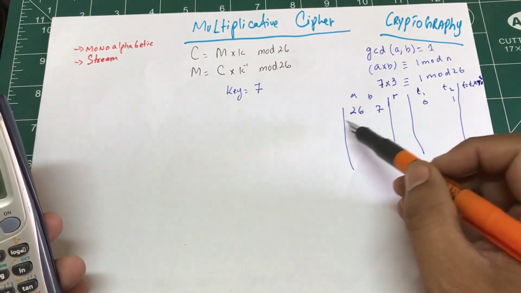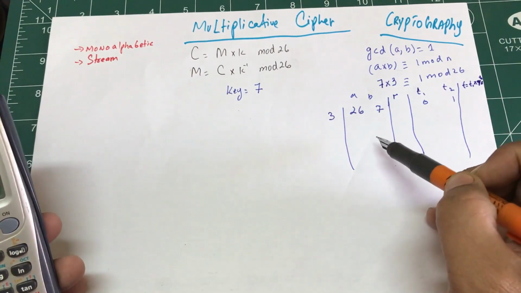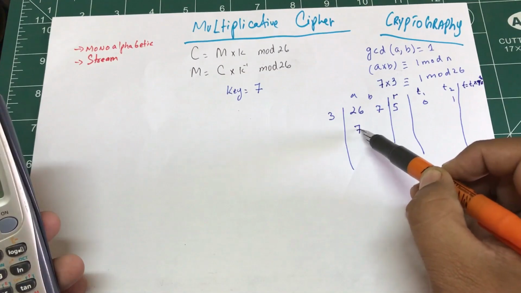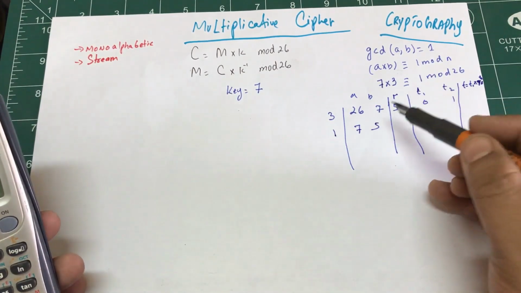So 7 times what gives me 26? 7 times 3 would give me 21. 26 minus 21 would give me 5. I have 7 and I have 5. 5 ones are 5.